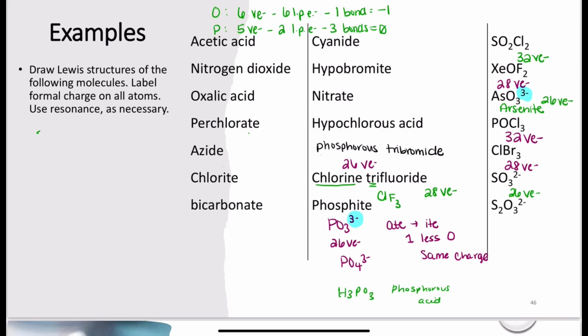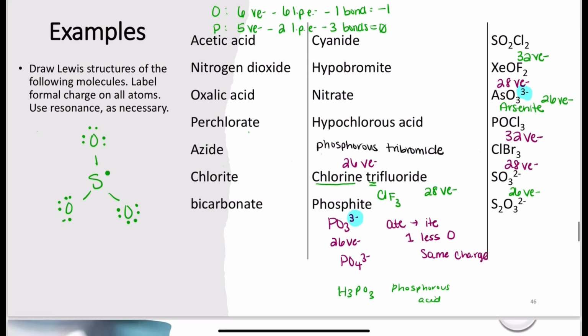Sulfur is going to go in the center. Connect the oxygens. Give your outer atoms their octet: 2, 4, 6, and I've already used 2 there, so 8, 10, 12, 14, 16, 18, 20, 22, 24. I've used up 24 electrons, and I have 26 available. So what am I going to do? I'll put the remaining electrons on my central atom.